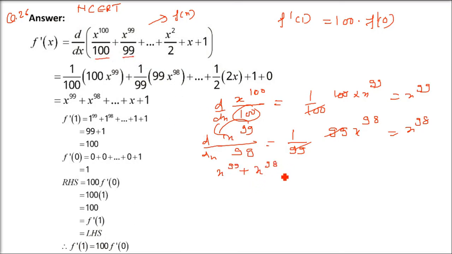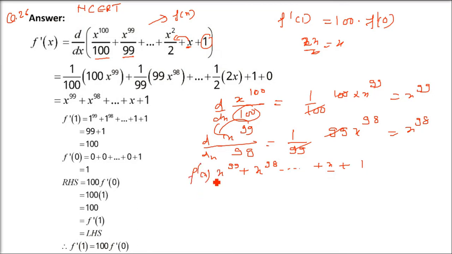Then it goes up to where? You see the last three terms. The last is 0. The last but one is 1 because d by dx of x is 1. And the last but two is x squared by 2, that is 2x by 2, the 2s cancel, leaving x. So this goes on till x plus 1, which is the last one. This is f'(x).